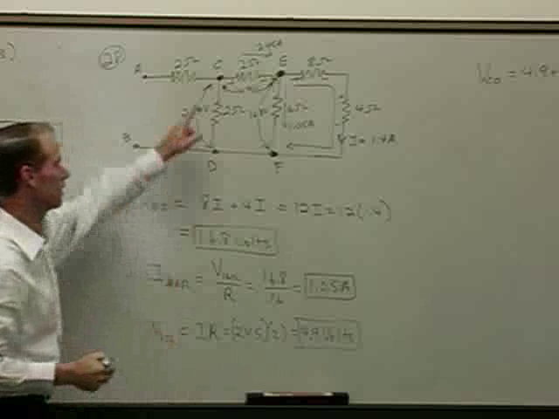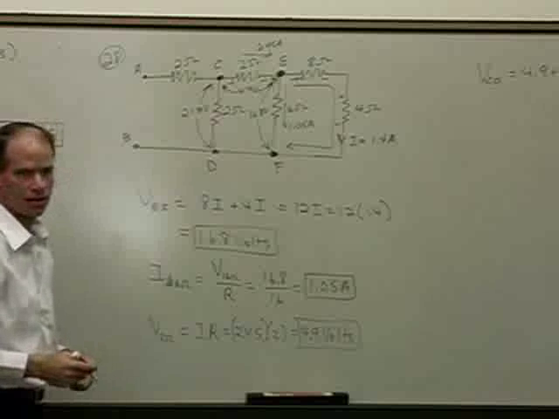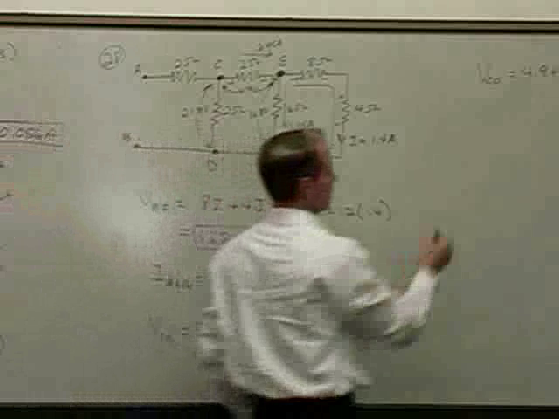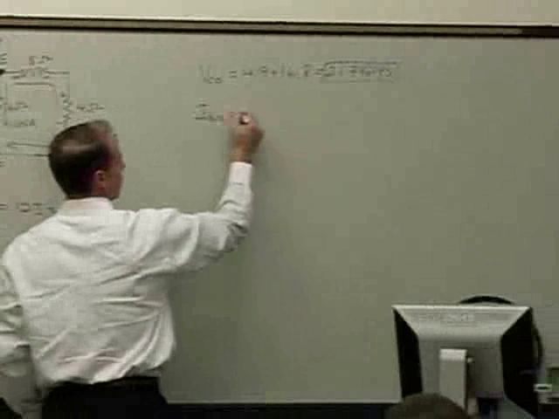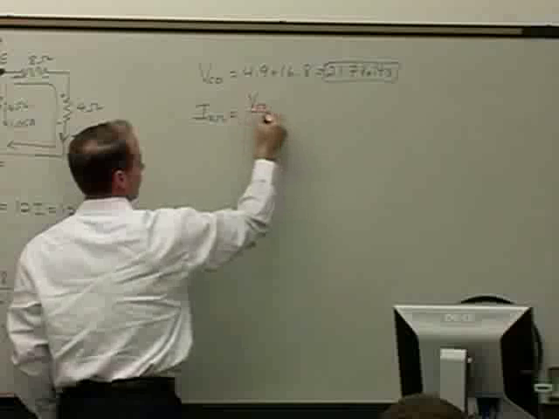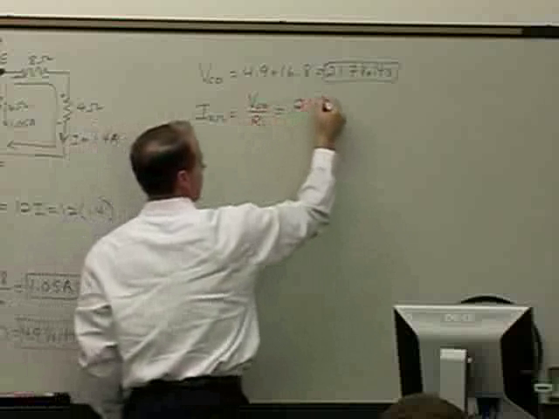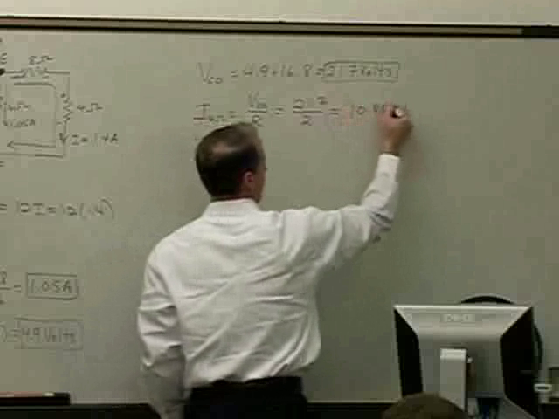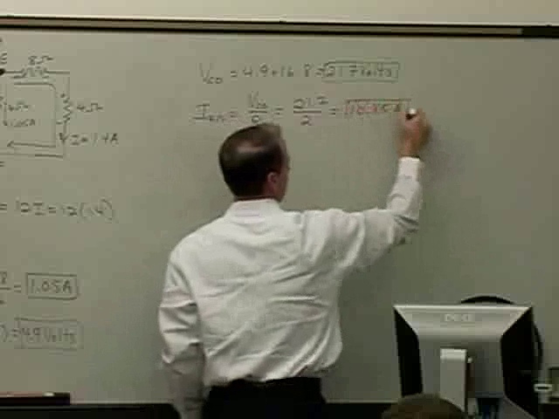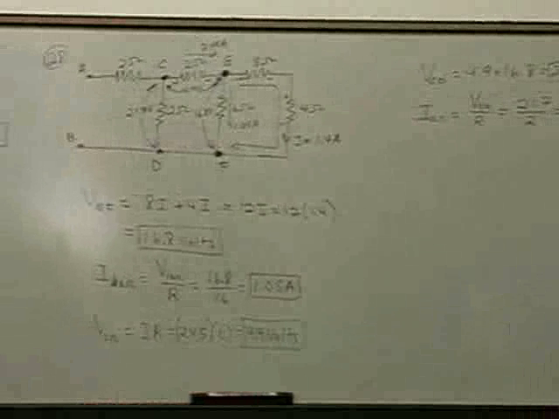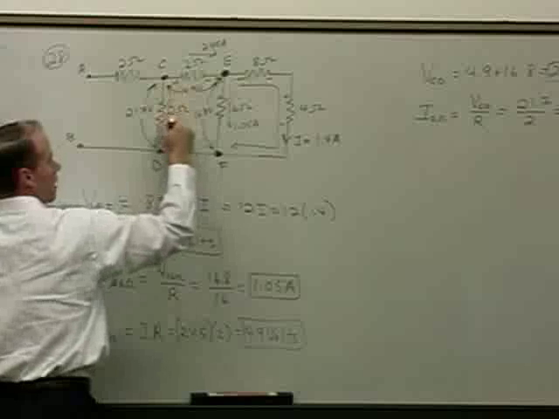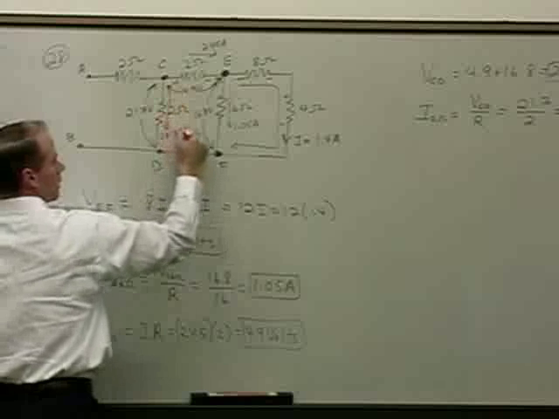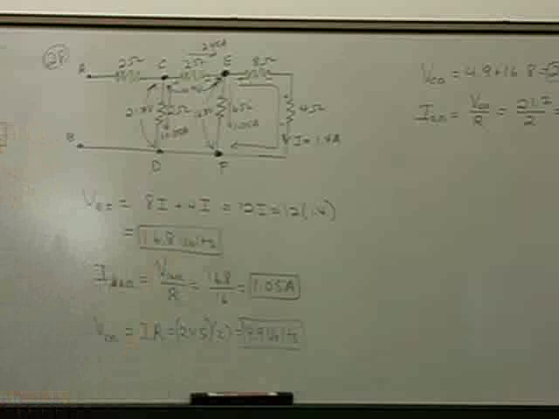Well, if there's 21.7 volts across that 2 ohms, I could find out the current through that 2 ohm resistor. The current in that 2 ohm resistor is its voltage divided by its resistance. 21.7 divided by 2 is 10.85 amps. There is 10.85 amps coming down through that resistor right there. It's now going to get really messy.